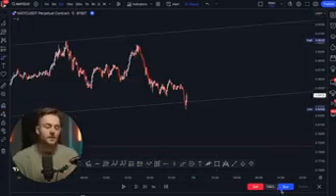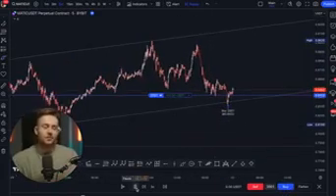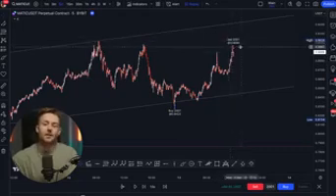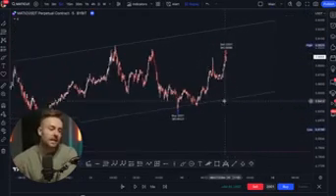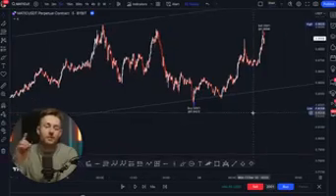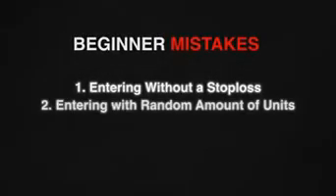So if we decided to buy, say, 1,000 units at this level and then allow this to play forward, okay, we can end up selling it up here to make a nice profit on the trade. However, one of the biggest mistakes you can make as a beginner is entering your trades, number one, without a stop loss to manage risk, and number two, with a random amount of units.